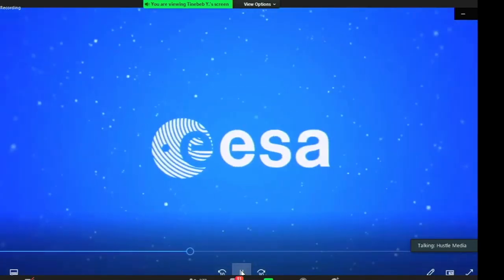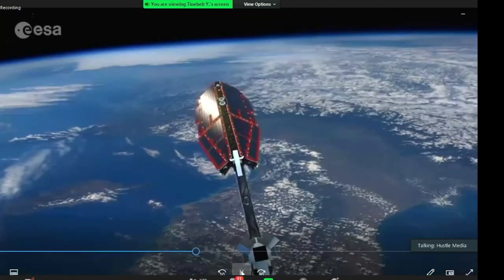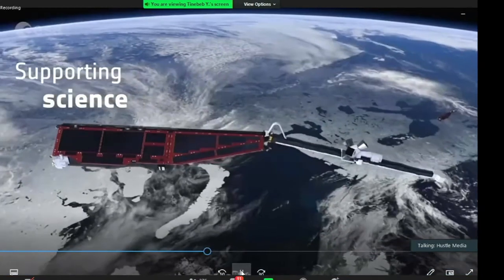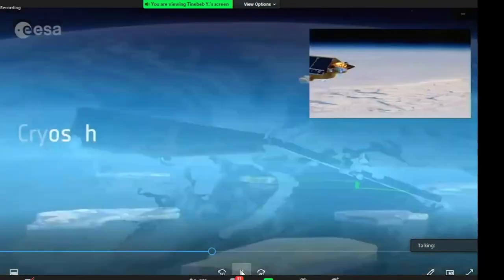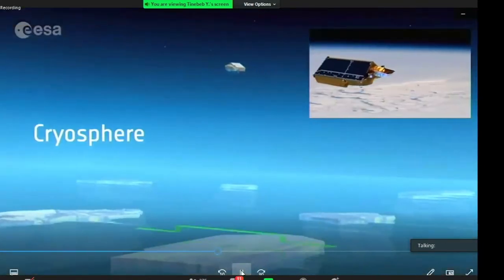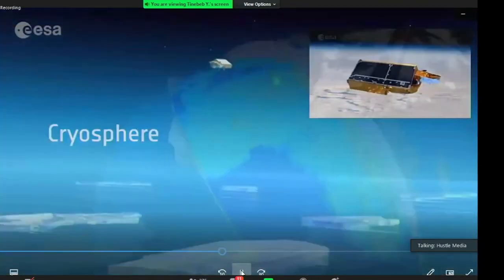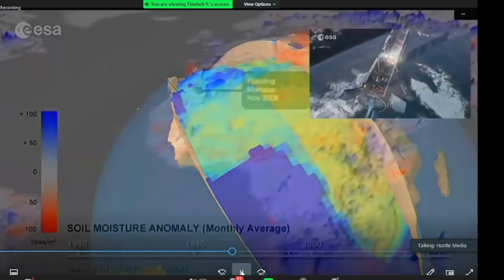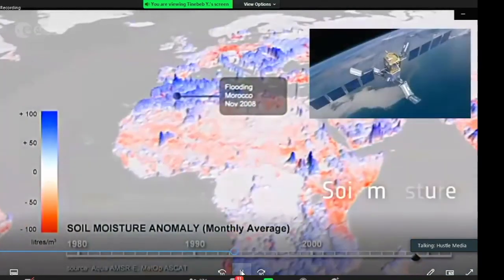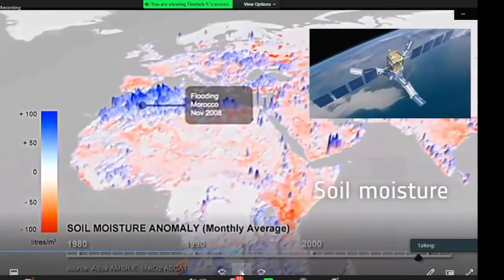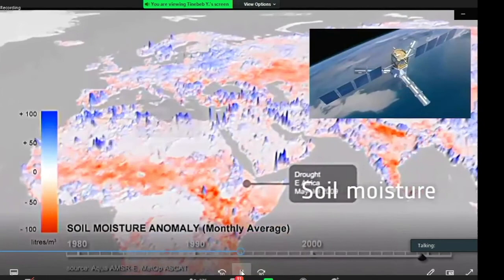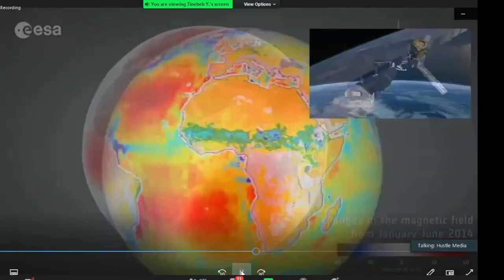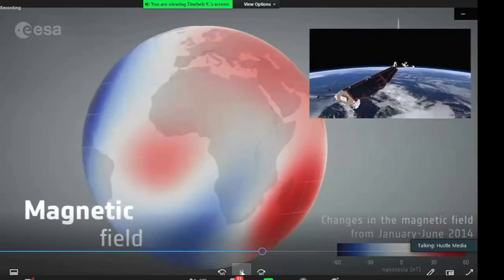ESA is at the forefront of satellite Earth observation. For example, our Earth Explorer satellites are finding the answers to urgent scientific questions. Questions about the cryosphere, that's the Earth's ice and frozen ground. About gravity. About moisture in the soil. The salinity of our oceans. And about the Earth's magnetic field.